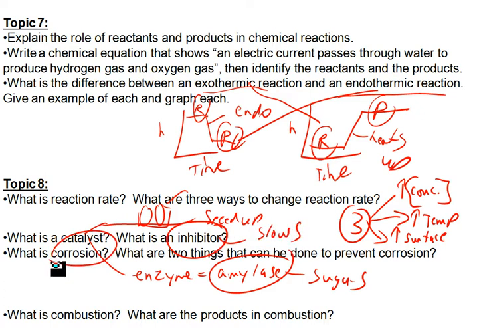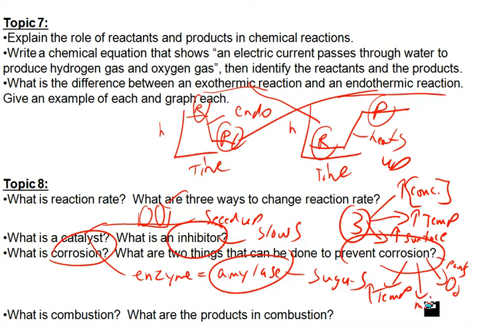Corrosion is the wearing away of metals, and there are 2 things that can be done to prevent it. So cool things down, because temperature will speed up corrosion, or prevent exposure to oxygen, so if you paint things. Also moisture, if you reduce moisture. So really 3 things to prevent corrosion: cool it down, lower the temperature, lower the amount of moisture, and paint it so it isn't exposed to air and oxygen.